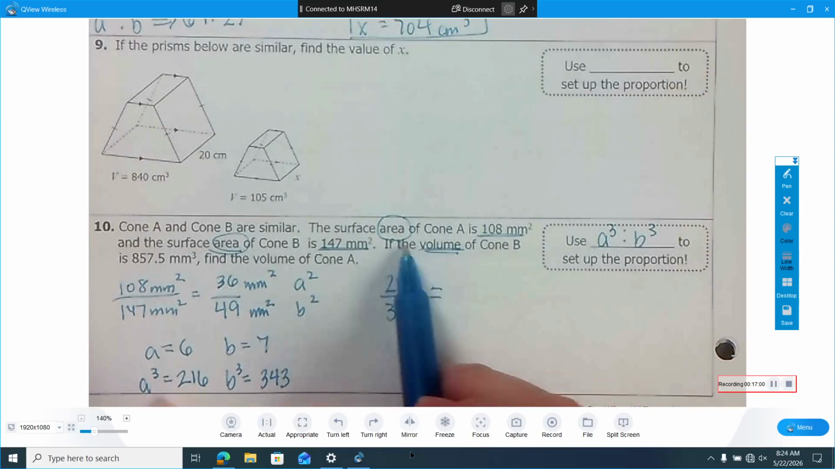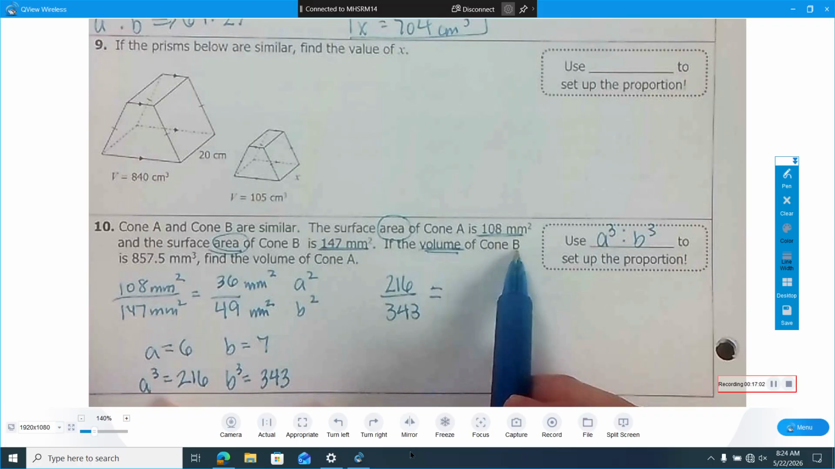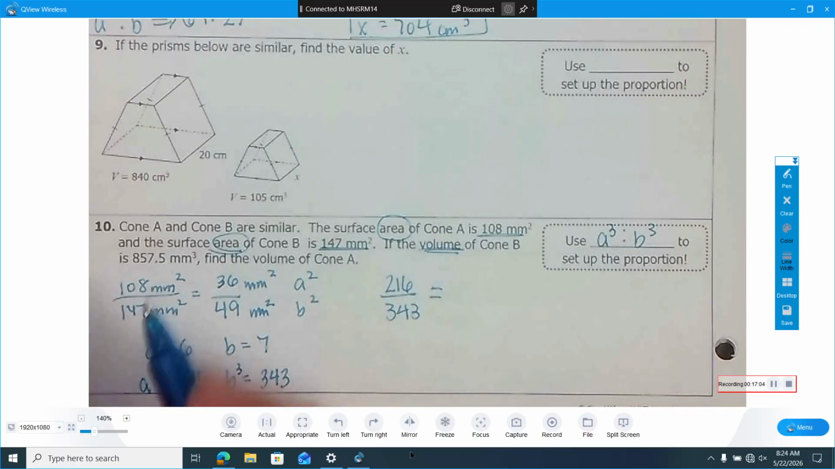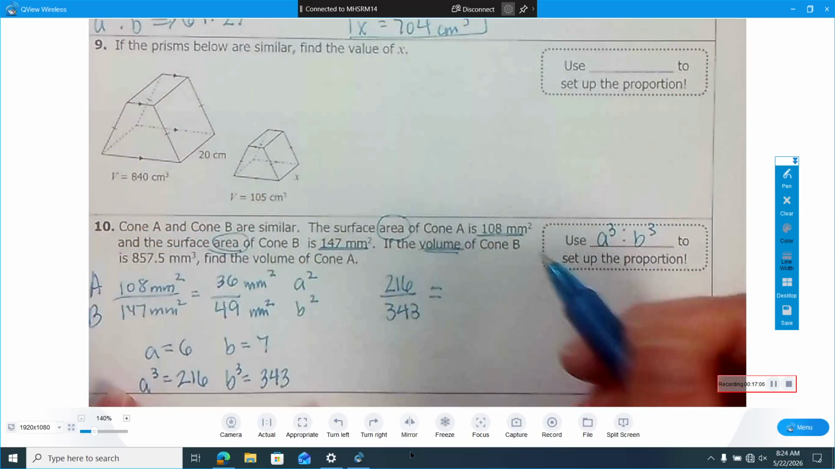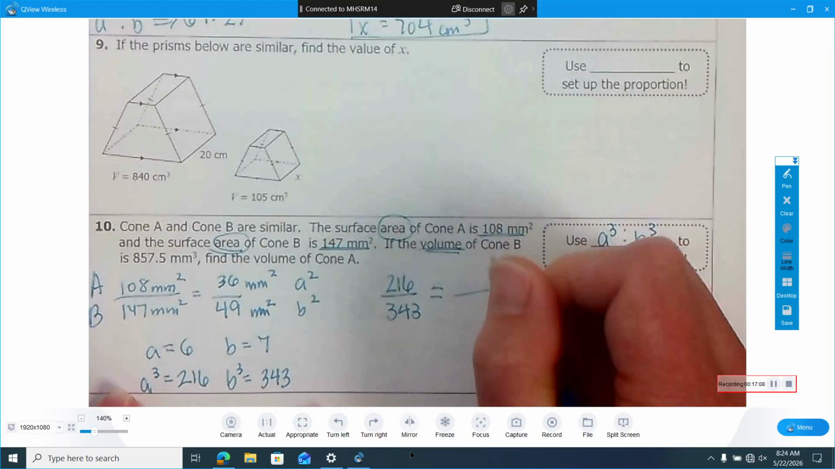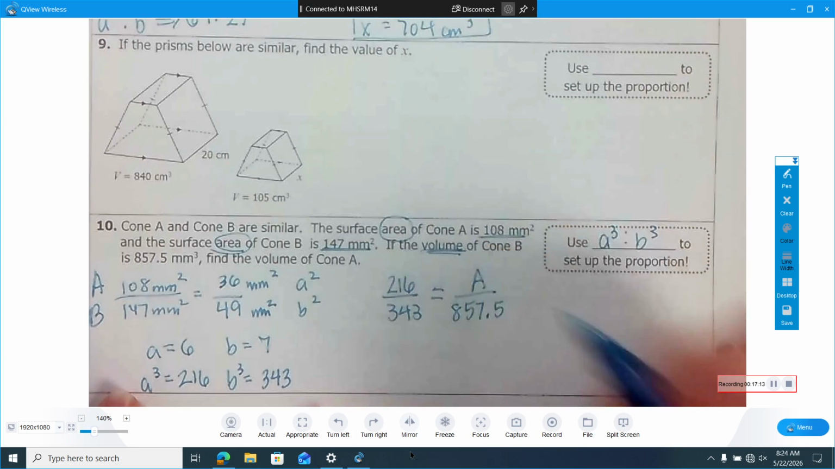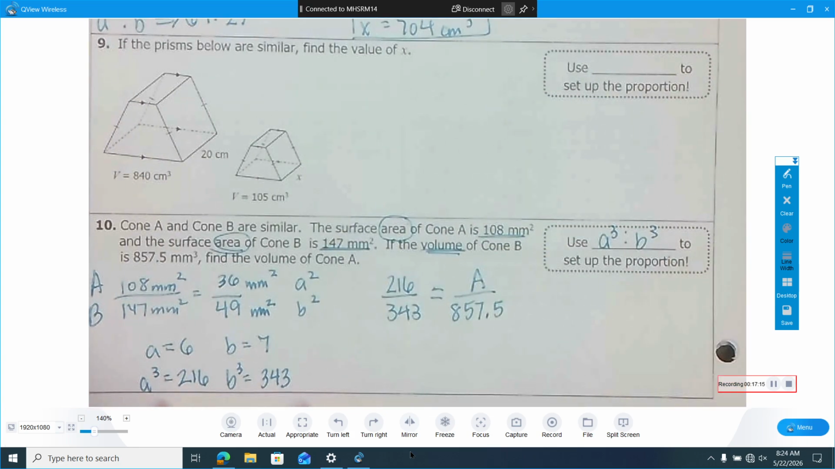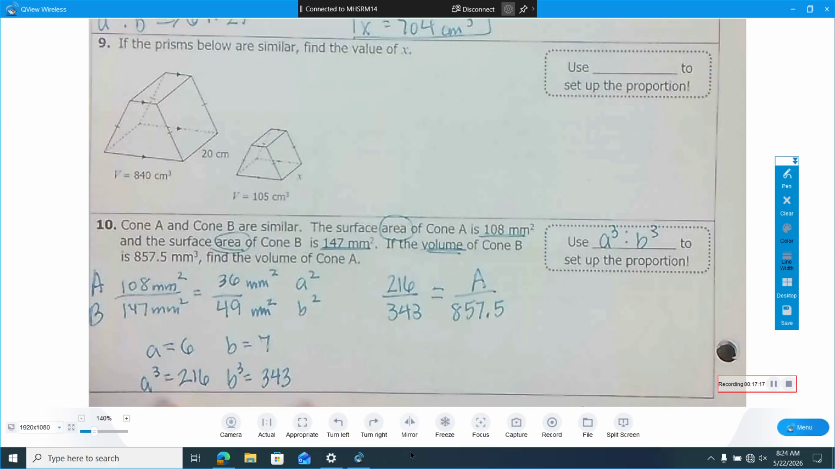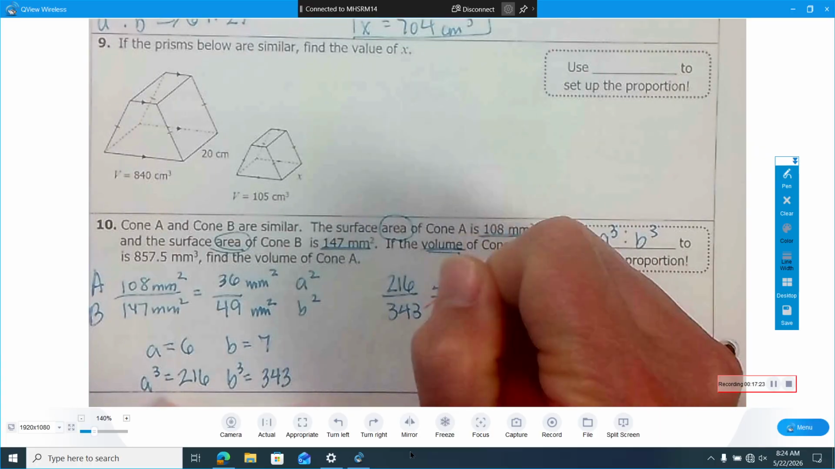And then it says the volume of cone B. Well, I did A on top and B on bottom. That's important to keep straight. So I want cone B is 857.5, and I'm trying to find the volume of cone A. And how do we solve for A? Cross multiply, yeah.